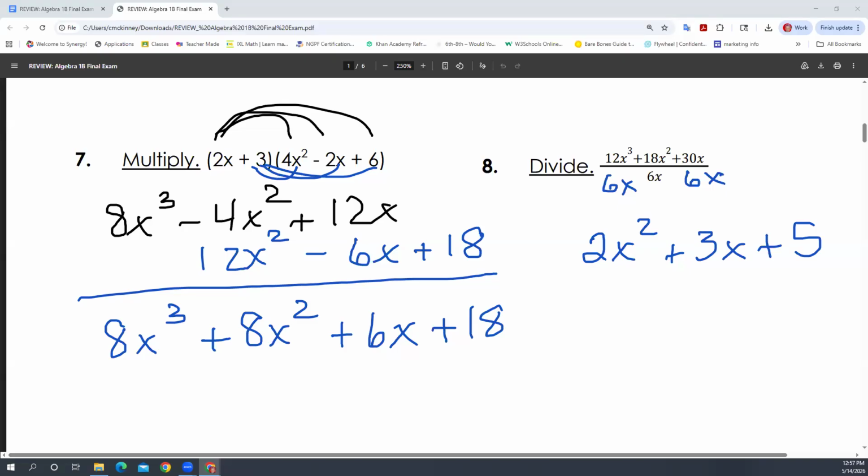If initially you have 3 terms in the numerator, or what's being divided, right, then you're going to have 3 terms in your answer.